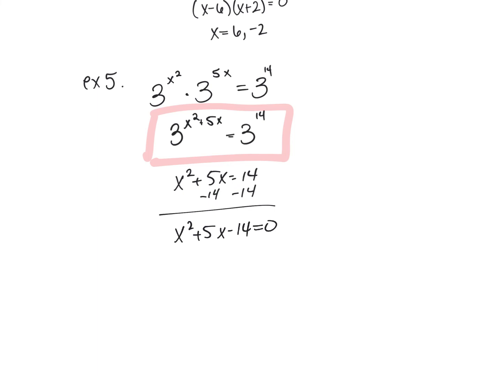If factoring doesn't work, what do we have to do? Quadratic formula, right? So x plus 7 and x minus 2 multiplies to negative 14 and adds to 5. So x is negative 7 and positive 2. Okay?